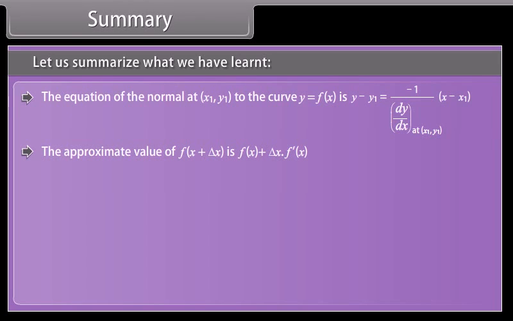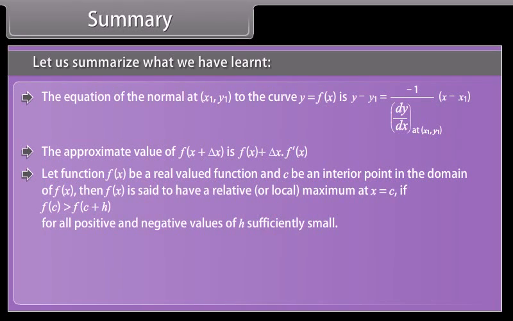Let function f(x) be a real valued function and c be an interior point in the domain of f(x). Then f(x) is said to have a relative or local maximum at x = c if f(c) > f(c + h) for all positive and negative values of h sufficiently small.